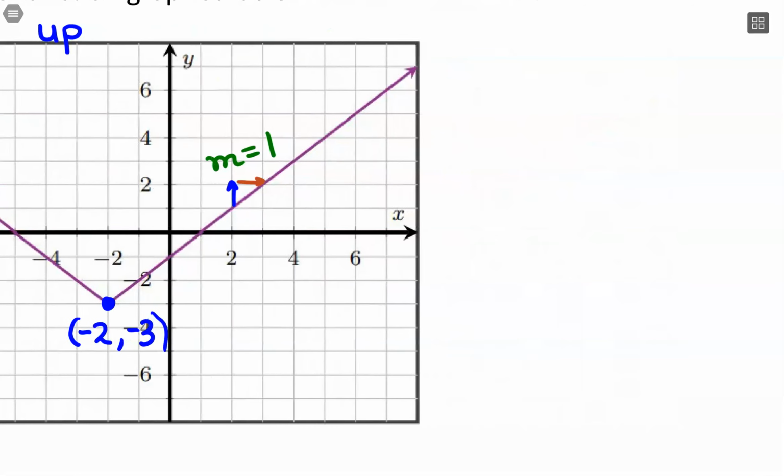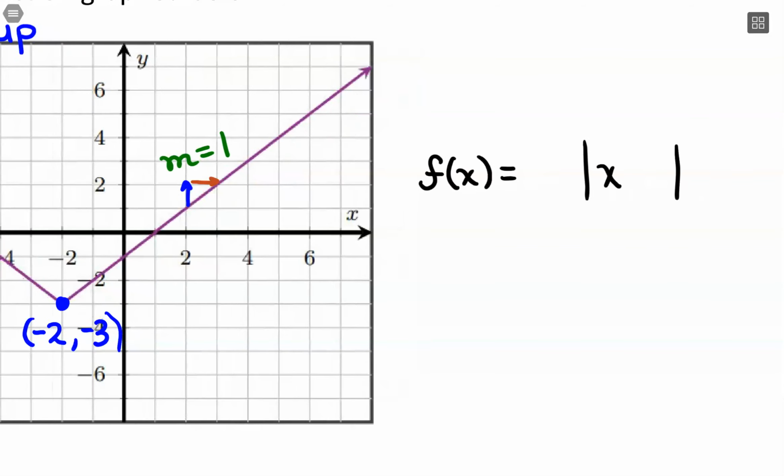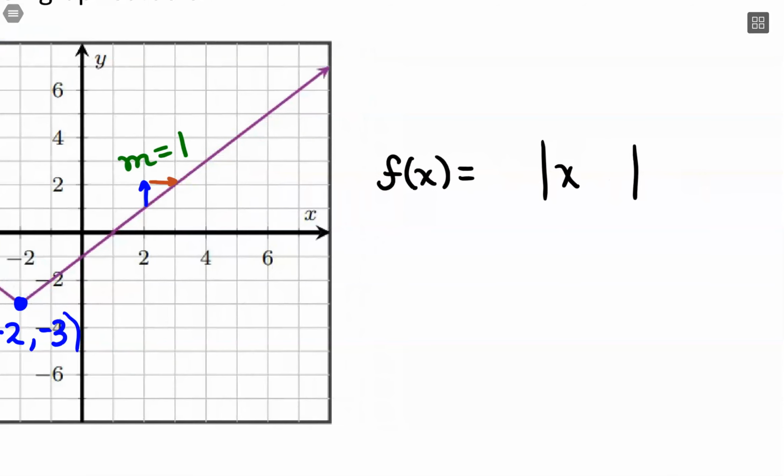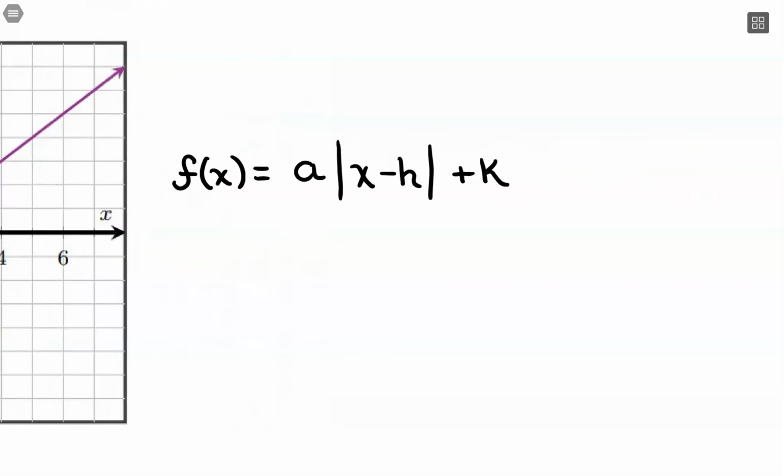So, making my function, I'm going to have a value outside my absolute value, and then something adding or subtracting outside. In fact, let me write down a general form: we could have a times the absolute value of x minus h, plus k, as a general form, where a is coming from the slope and is positive or negative based on opening up or down, and then h and k make the corner. And just notice that we expect subtraction in there with x.